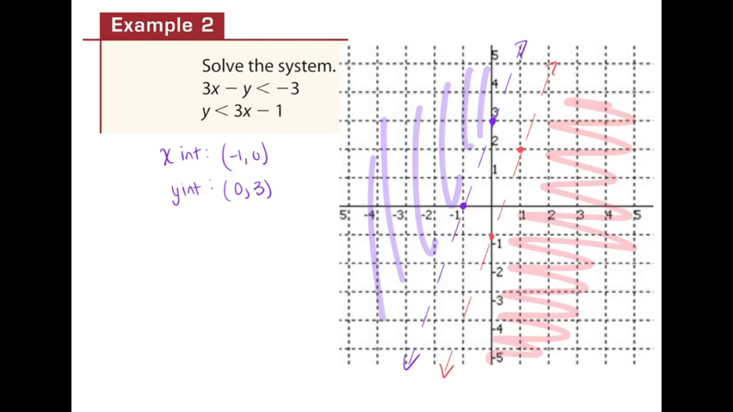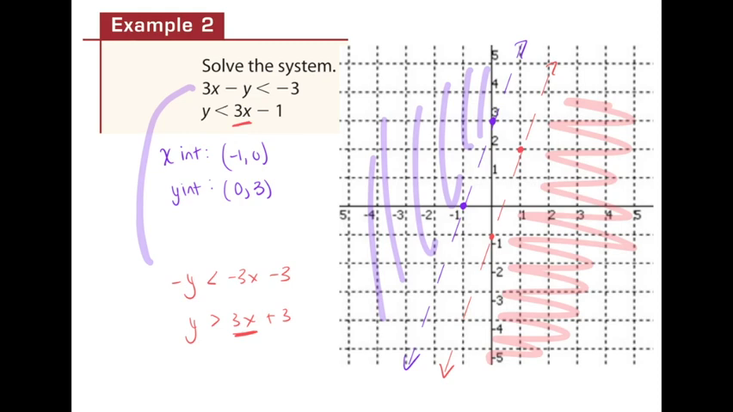If I put it in slope-intercept form, let me take this first one here and put it in slope-intercept form. Subtract that 3x over. We have -y is less than -3x minus 3. Divide by -1, and flip the sign: y is greater than 3x plus 3. What do I notice about this and this? They're parallel, right? How do I know that? My slopes are the same.